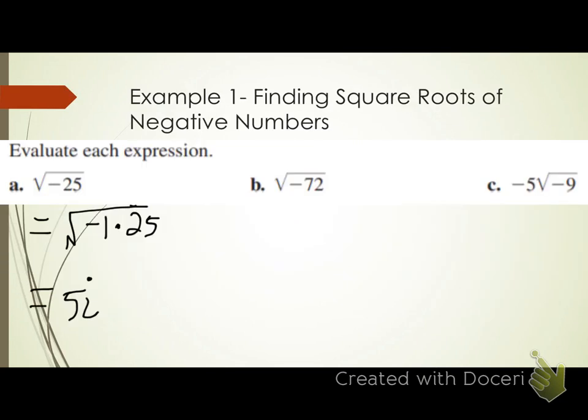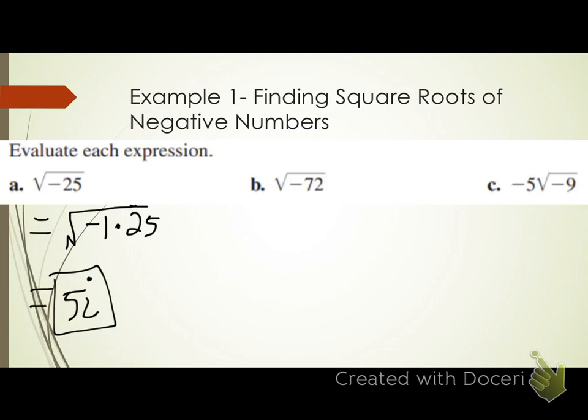So over here, I take the square root of negative 1, which is I. Square root of 25 is 5. So I get 5i. Is anything staying under the radical? Or did I take the square root of everything? You got it. I took the square root of everything, right? So there's my answer. Any questions on letter A?